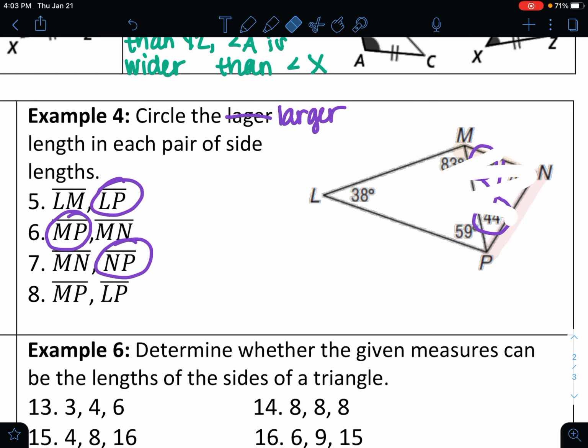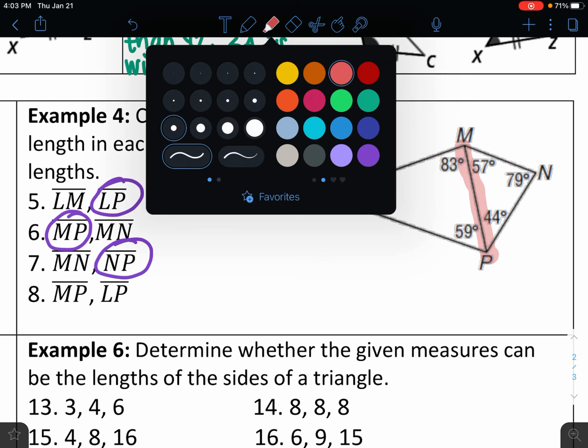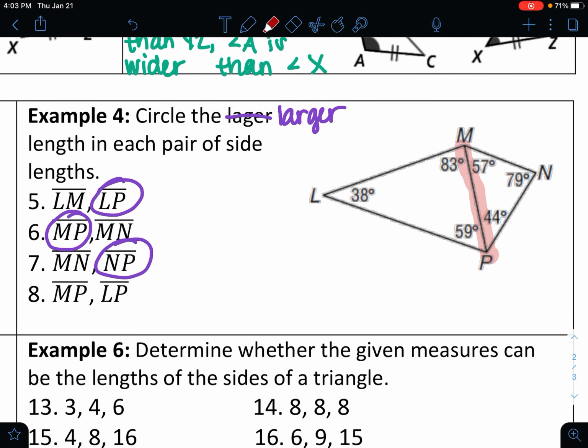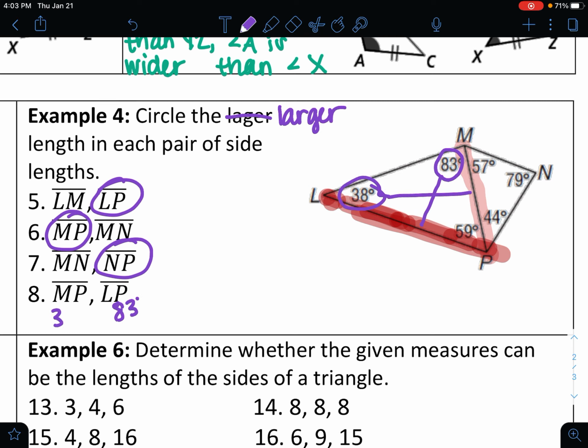All right, MP again, and LP. Oh, my stylus just decided to go nuts. Across from LP we have 83 degrees, and across from this one we have 38 degrees. Well, obviously this one's greater. And that's how you do that, guys. Keep it simple.